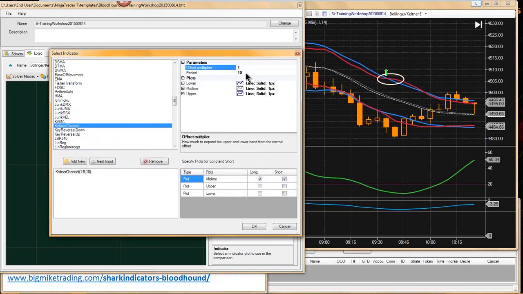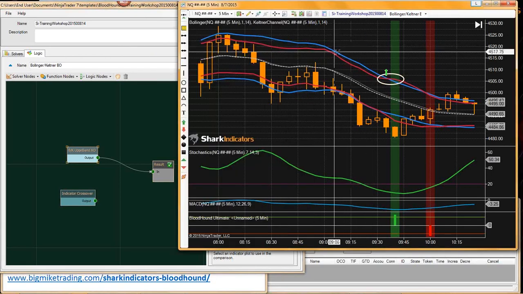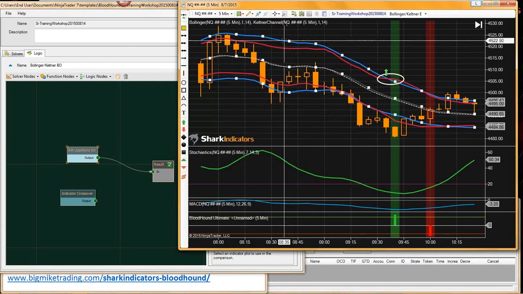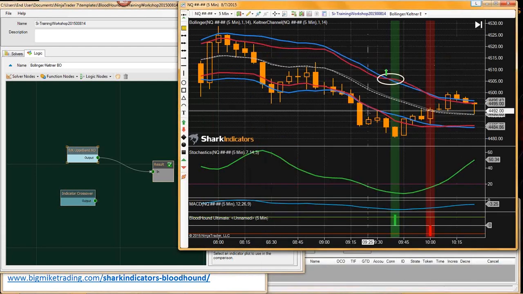And I think I'm just using a 1 multiple offset and a 14 period. And so for the Keltner, let's select the upper band as well. And let me just double check the settings on my Keltner here, the blue one. And yeah, 1 and 14. Okay, great.